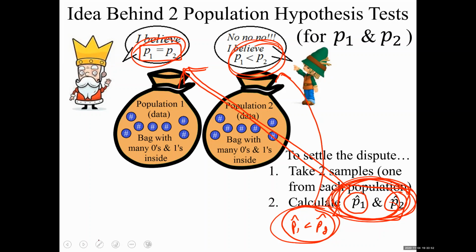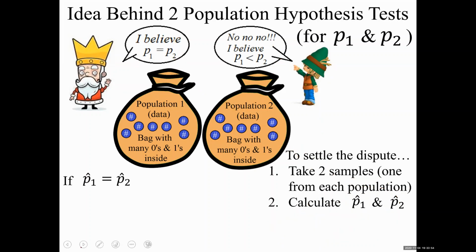So we're going to calculate P1 hat and P2 hat. If they're equal, we're definitely going to believe the king. The king is saying equal, we're getting equal. Again, the king is saying equal for different letters than we're looking at. But again, if the king is right, I expect these to be close. Well, if they're equal, they're definitely close. So we believe the king.